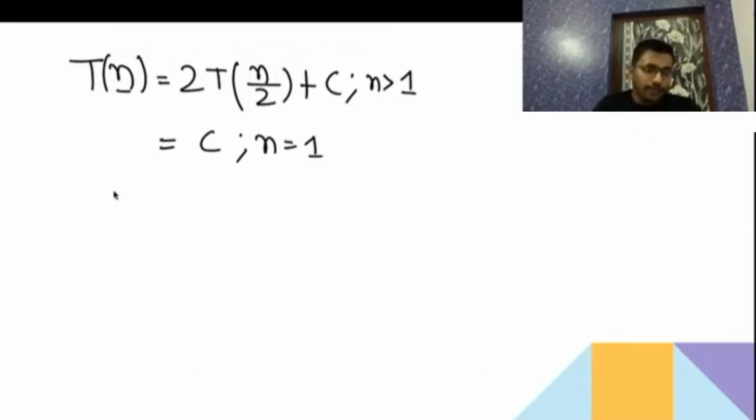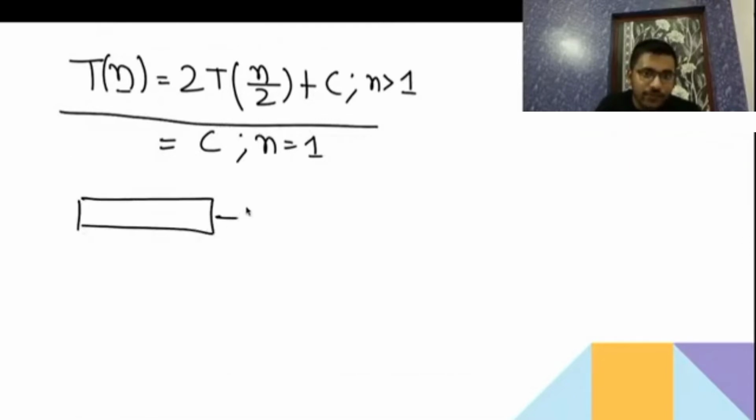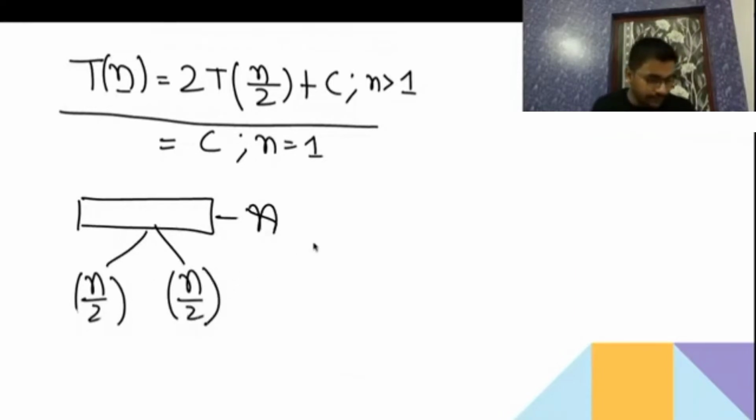Please write what that equation means. If some problem is there which has a size of n, then it is taking some constant time and then it is dividing this problem into two problems of size n by 2, n by 2. Now please write down what it means.